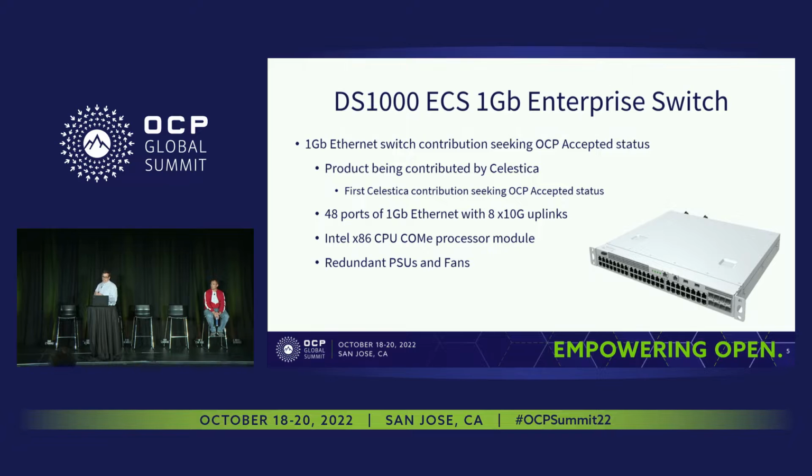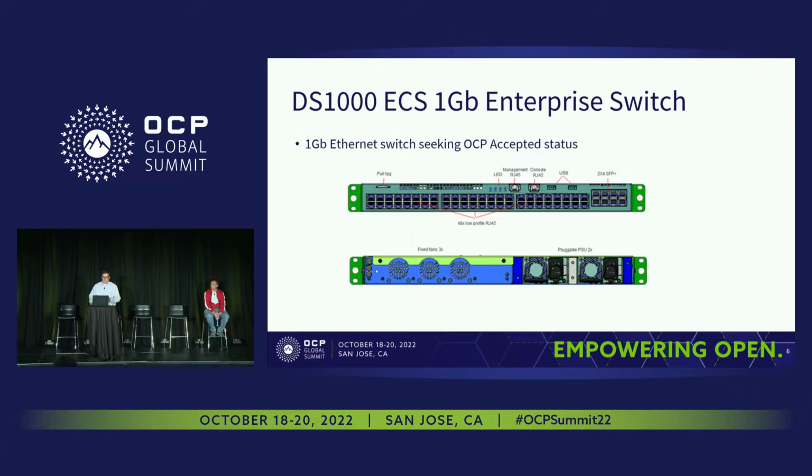The switch is a 1 gigabit Ethernet access switch. It has 48 ports of 1 gig connectivity, 8 10 gig uplinks. It supports an Intel x86 CPU on a COM-E module, so a modular CPU interface on this design. It supports redundant power supplies and redundant fans. Kind of a look at the front and the back, pretty standard stuff.